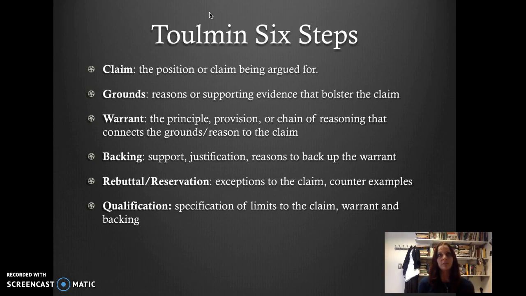Rebuttal, definitely Williamson uses rebuttal. He gives exceptions to the claim, counterexamples. He talks about other groups who've been harmed. And then qualifications. Are there any limits or scopes to this? Coates gives some of that in the video where he says, look, I'm not saying exactly how it should look. I could do that, but that's another essay. He's not giving solutions in his essay, but just the reasoning that it should happen.